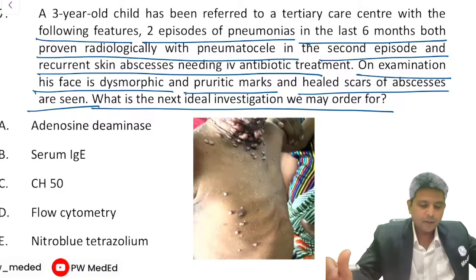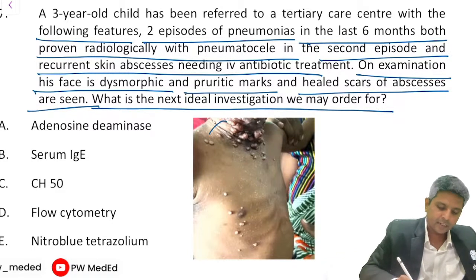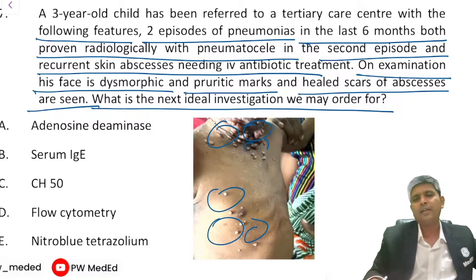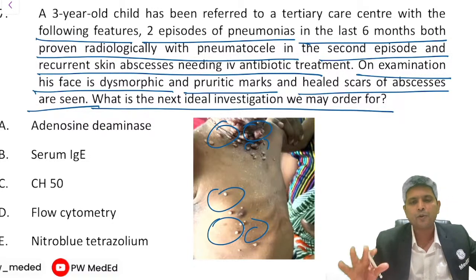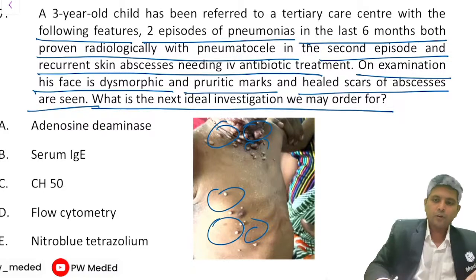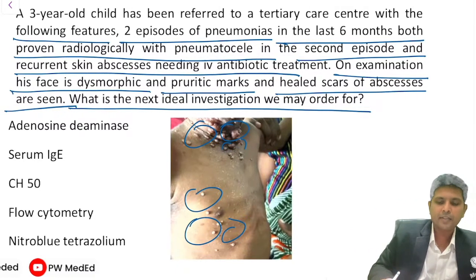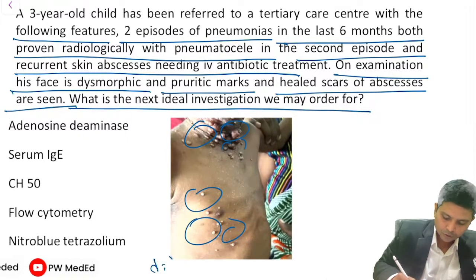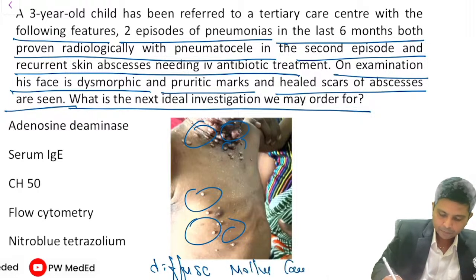So anyone? So this is a case of disseminated molluscum contagiosum. Disseminated molluscum contagiosum can occur in 2 cases. One is HIV and another is hyper IgE syndrome. So what are all the manifestations of hyper IgE syndrome? What is this? Diffuse molluscum contagiosum. It can occur in 2 diseases. One is HIV and another is hyper IgE syndrome.